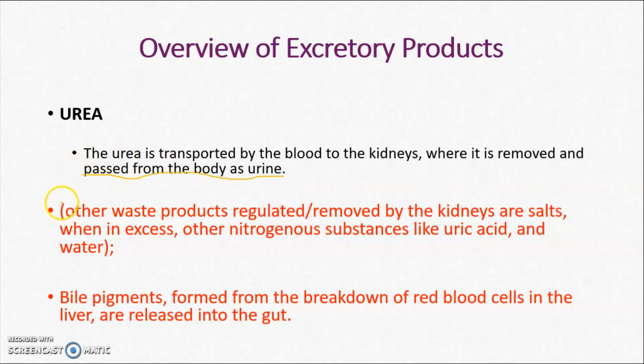Okay, great. Now there are also other waste products that are regulated or removed by the kidneys, and some of them are salts, when they are in excess. We also have other nitrogenous or nitrogen based waste substances like uric acid. So nitrogenous means nitrogen base. Let me just write that.